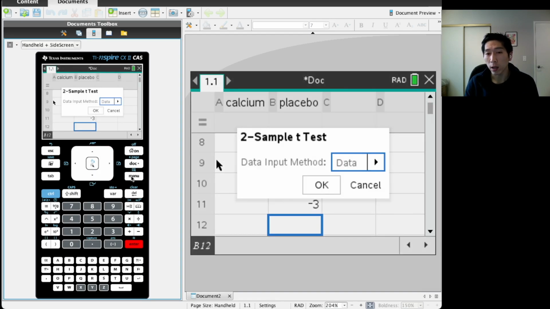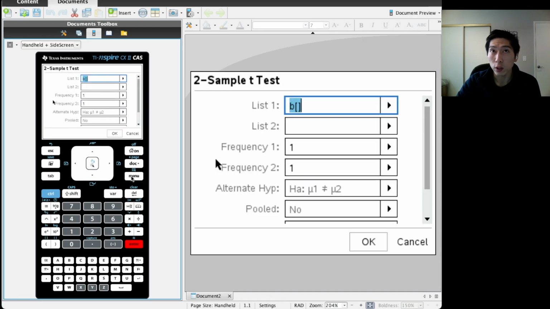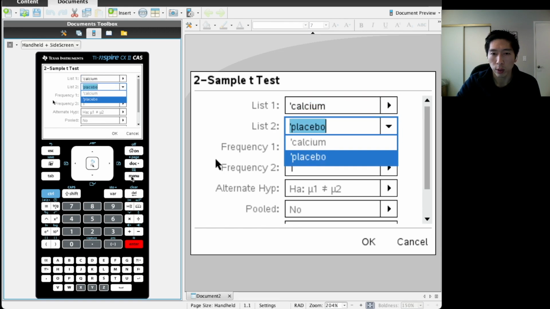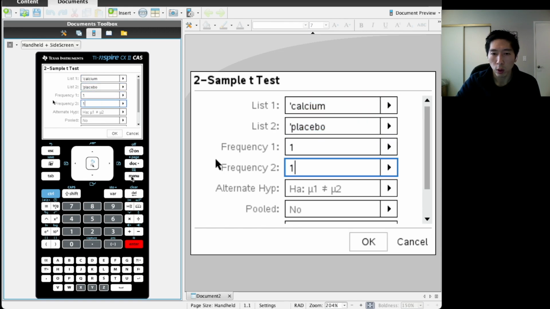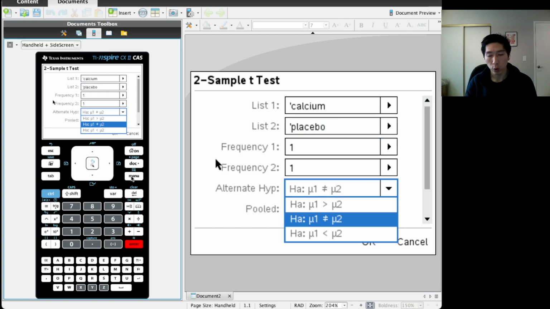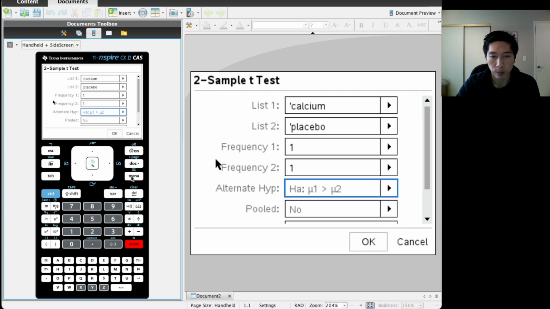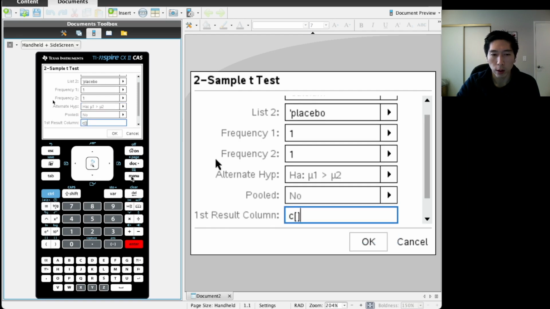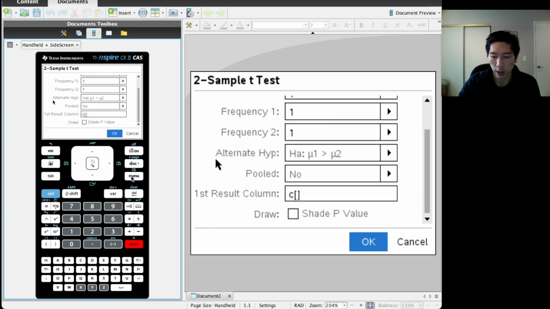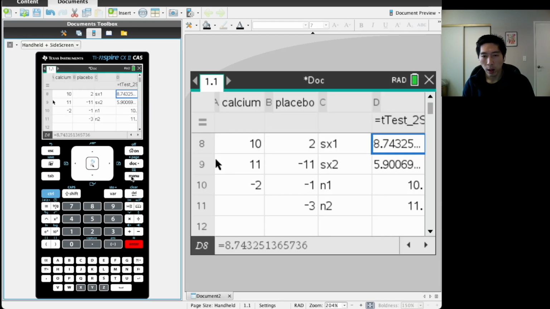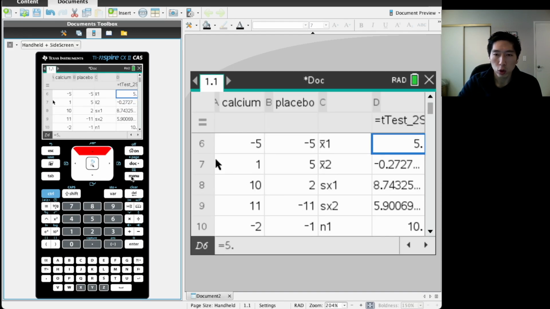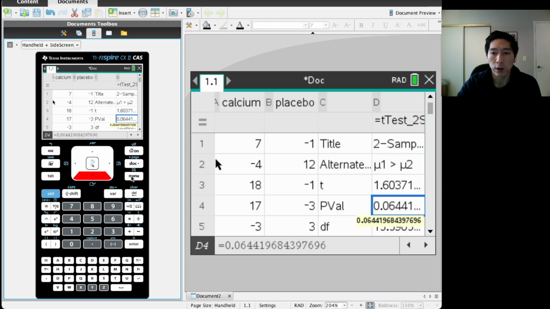This time we're using data, so all we have to do is just crunch in the data. Our first list was our calcium group, and then our second list was our placebo group. Then we're going to go to our alternative hypothesis. Again, we have our 3 options. Our alternative was mu1 is greater than mu2. And then you could go down and hit OK. And again, you could scroll through here and you can see all the different things you need.